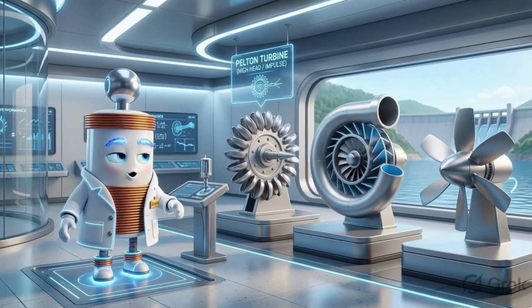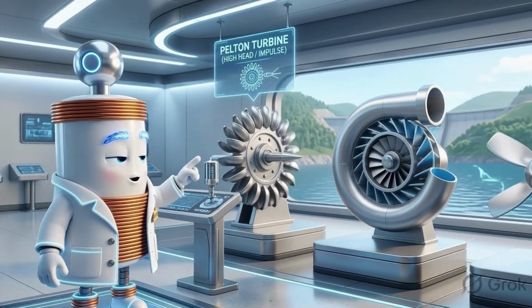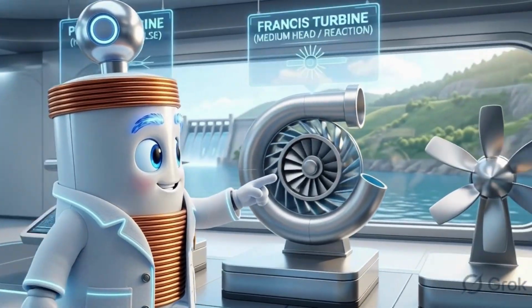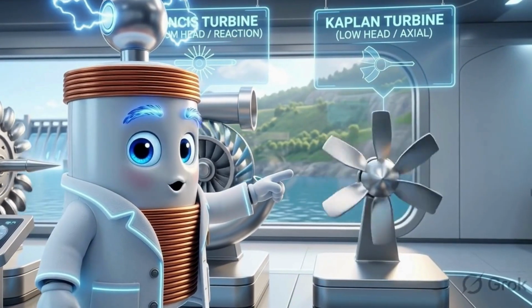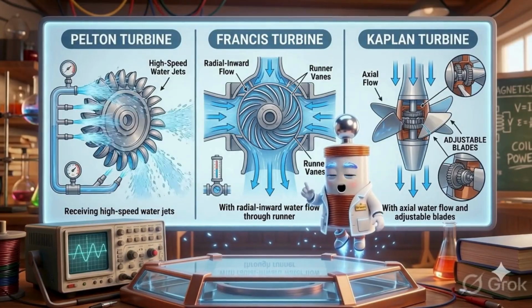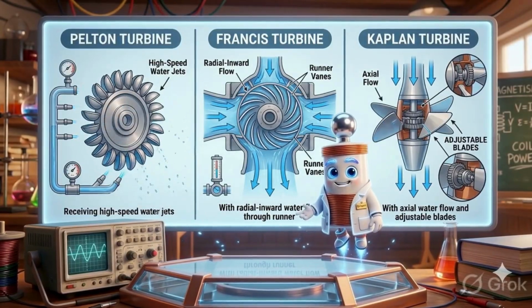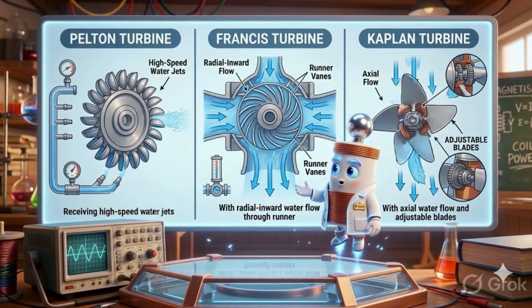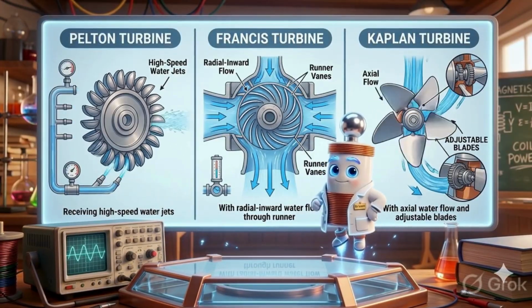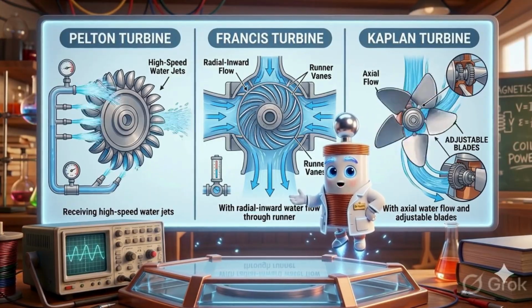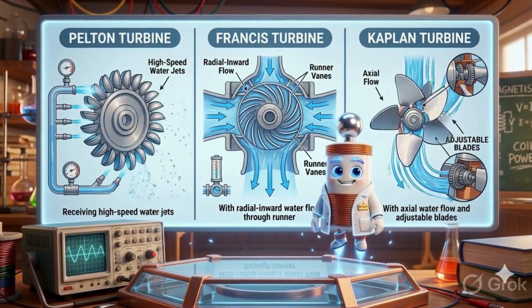Hydropower plants also use different turbine designs. Three important examples are Pelton, Francis, and Kaplan turbines. Pelton turbines are commonly suited to high head applications. Francis turbines are widely used for medium head conditions. Kaplan turbines are designed for high flow, relatively low head applications.